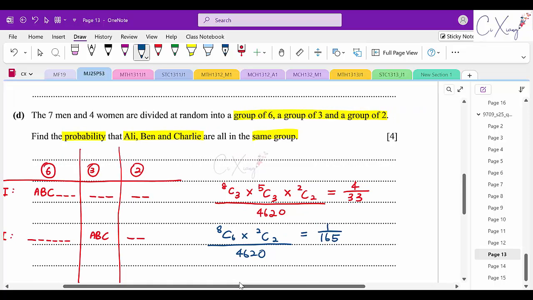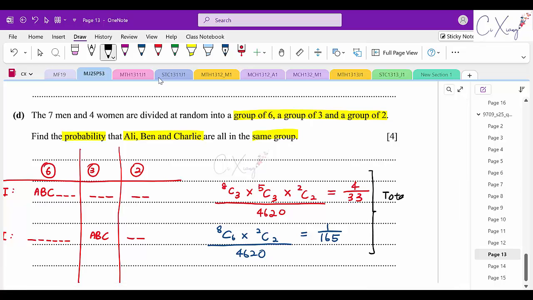Okay, so after you successfully found the probability for the 2 cases here, the final answer will be the total of them. So what is the total probability? It will be equal to 7/55. Or if you want, you can round it to a 3 significant figure answer, which is 0.127.